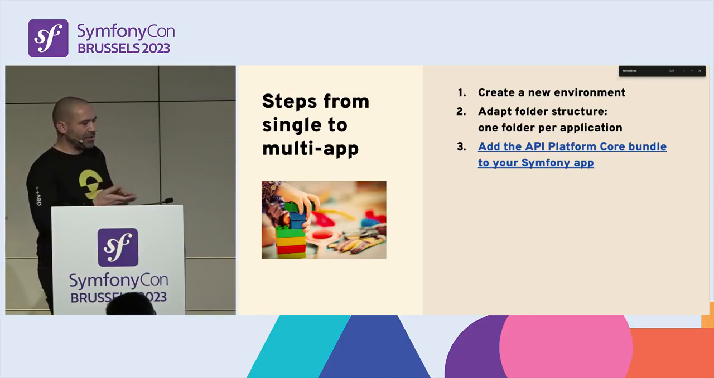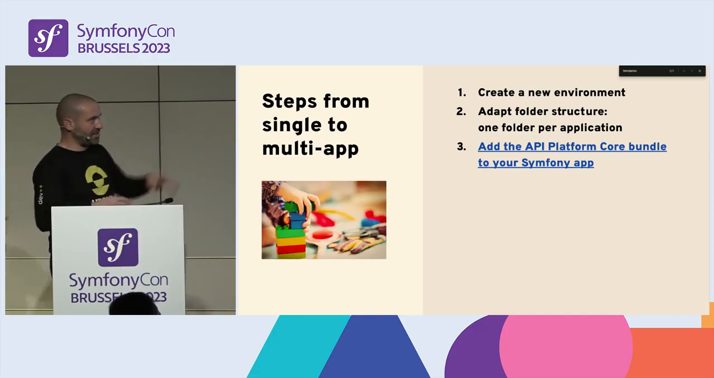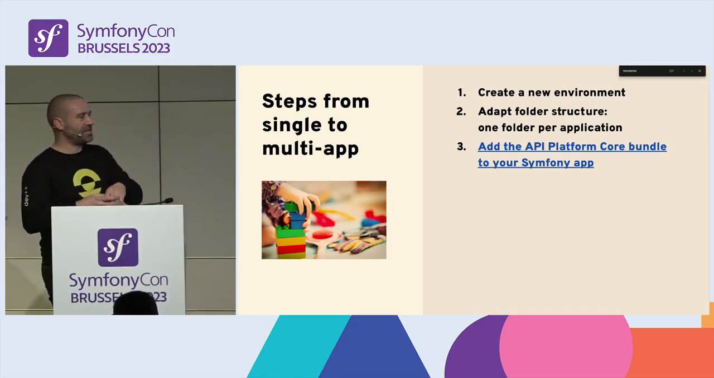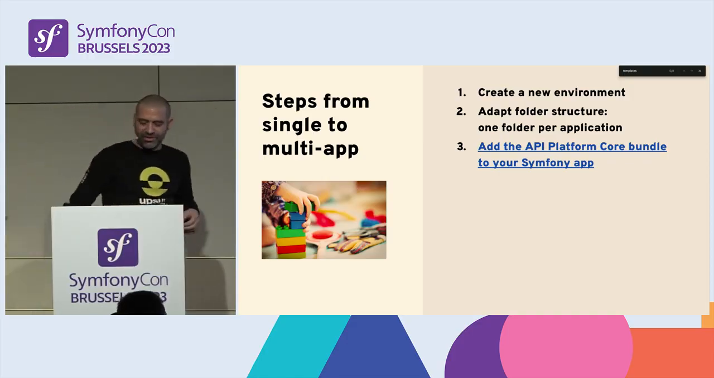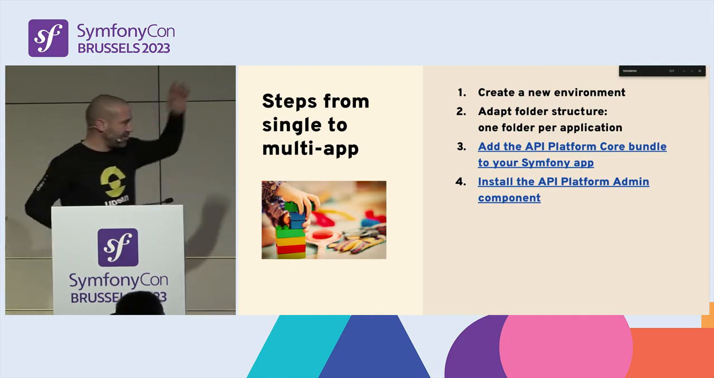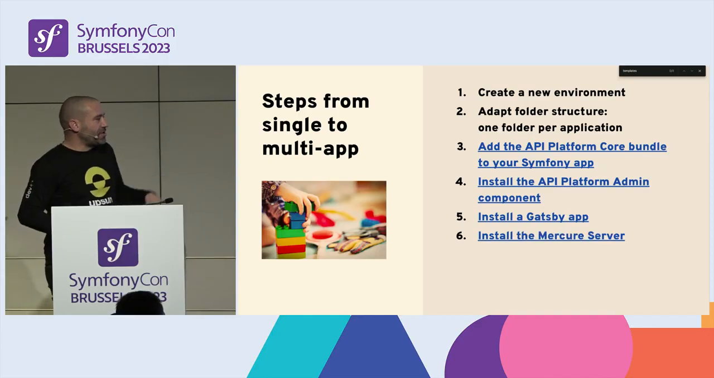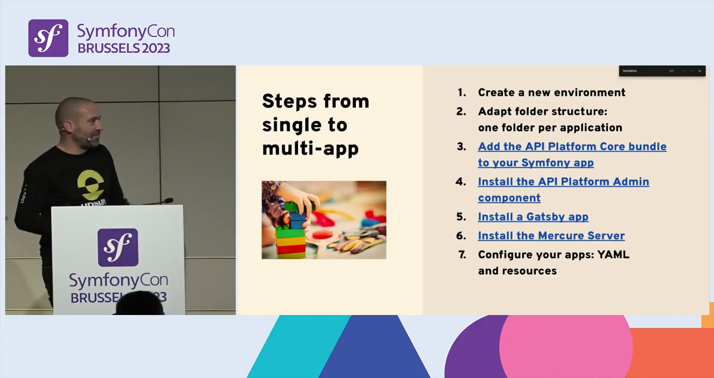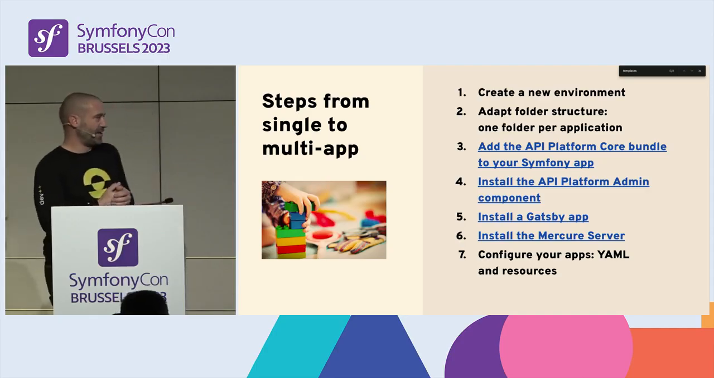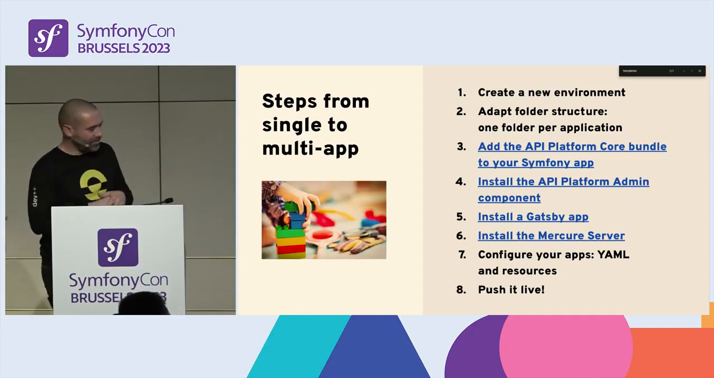It's a bundle that will automatically generate a REST API based on your entities, and you will not have to do anything else than just adding the bundle, and it will generate the REST API. So if you change something on your entity, it will be available using the REST API. Then, of course, you need to install the API Platform. I give the links. A Gatsby application, the Mercure server, configure something, so the YAML file and the resources, and push it live.